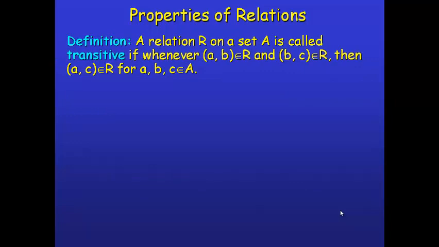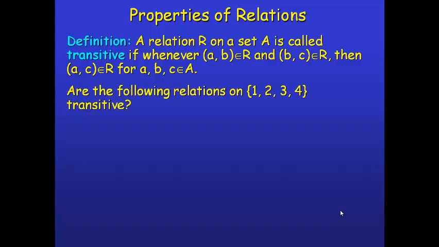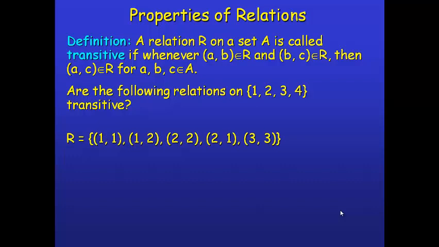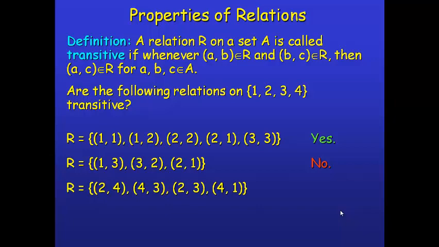So next property is transitive. What is transitive? A relation R on a set A is called transitive if whenever (A, B) belongs to R and (B, C) belongs to R, then (A, C) belongs to R, for A, B, C belonging to A. So this is our example to check whether the relation on {1, 2, 3, 4} is transitive. Taking the ordered pairs, this is transitive. The next one, R equal to {(1,3), (3,2), (2,1)}, is not transitive. The next relation is also not transitive.